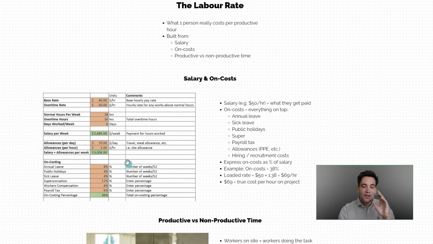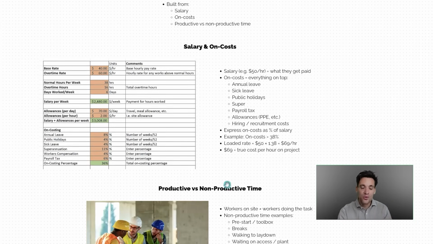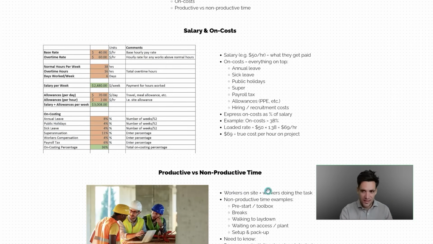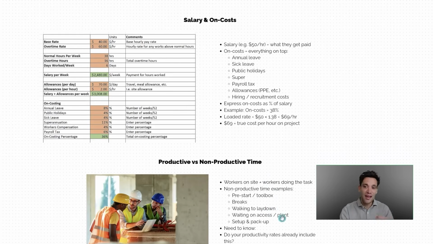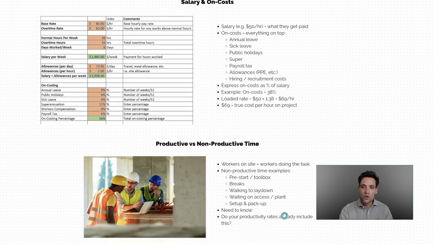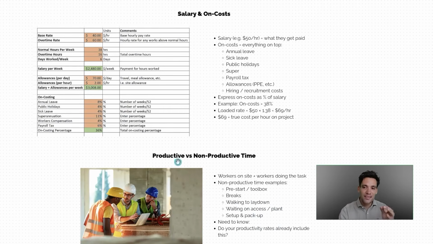But if they're at work 60 hours a week, 38 hours, whatever, are they actually doing productive work that entire time? Well, the answer is no. They have pre-starts, toolbox talks, morning tea, lunch breaks. They have to walk to site, away from site. They have to pack up their equipment, get set up for tasks, move between tasks. All of these things impact the number of productive hours they work.